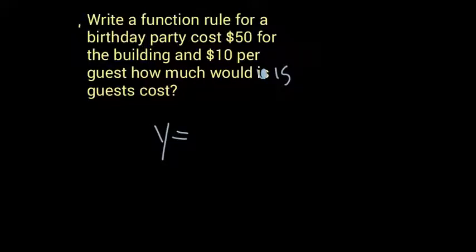What can change is the number of people that come, or the number of guests. So we're going to have 10x, x representing the number of guests, plus the $50 we have to pay for the building. So if one person comes, or 100 people come, we still have to pay for the building. So it's going to be 10x plus 50.